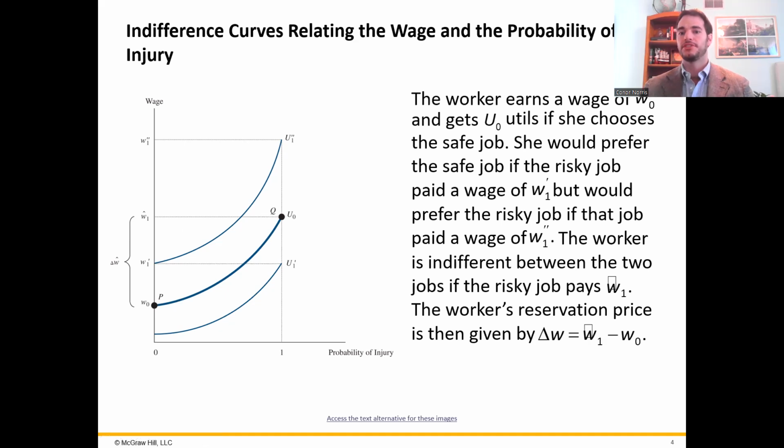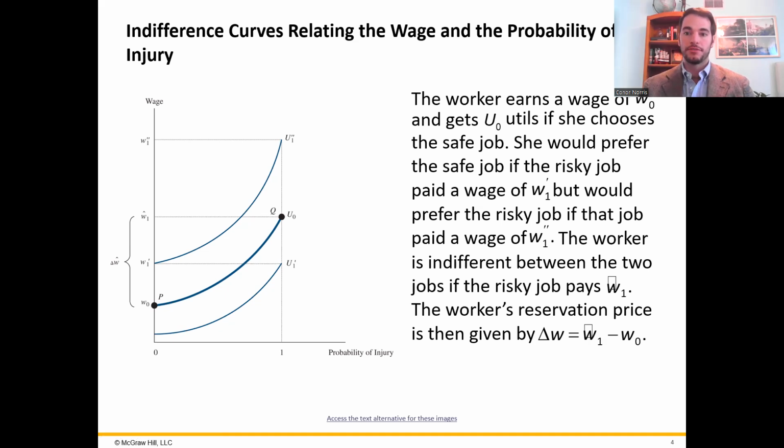So maybe 2 new businesses in town open up. One of them is safe, but it pays more than their old job, and one is risky, that also pays more than the old risky job. The worker in this case would be happy to take either job because they both lie on this higher indifference curve. That means that either option provides more utility than the previous one.